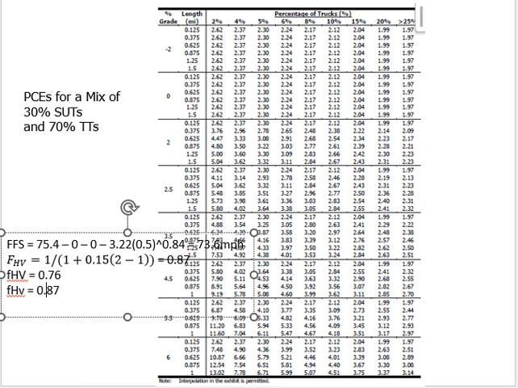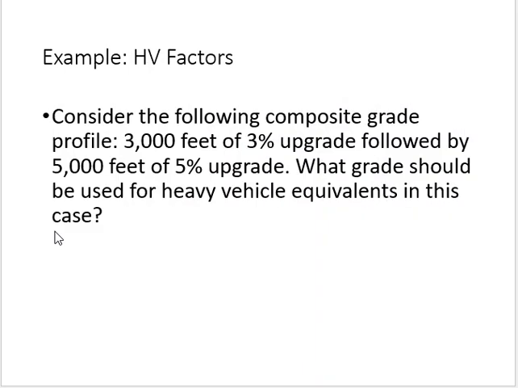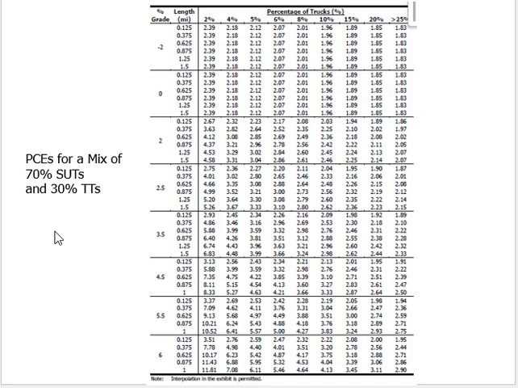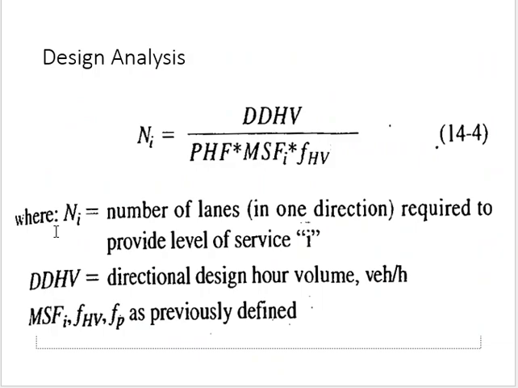Now the third step, we have this equation. We are finding out number of lanes. Remember, we are finding out number of lanes. So we are doing this design analysis. I'm trying to find out n here. Now the first value DDHV, design volume, is given in the question.